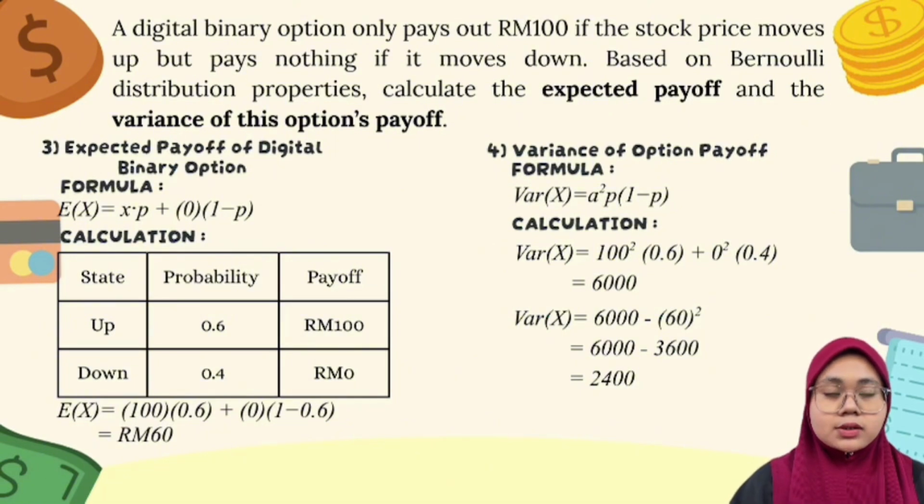Finally, I calculate the variance of the option payoff. First, I square 100 giving 10,000 and multiply it by 0.6, which equals 6,000. Then I subtract the square of the expected payoff, which is 60 square or 3,600. Therefore, the variance of the option payoff is 2,400.